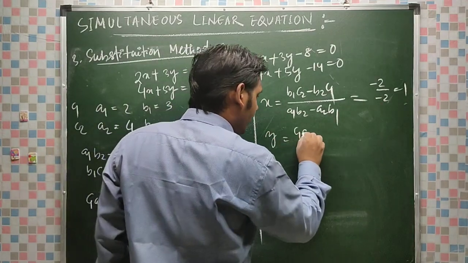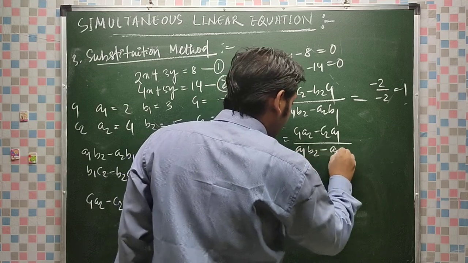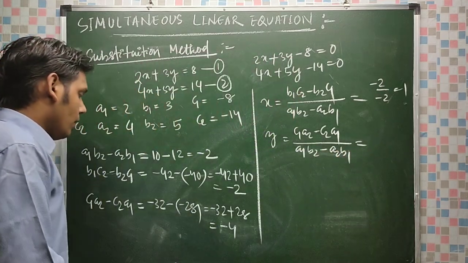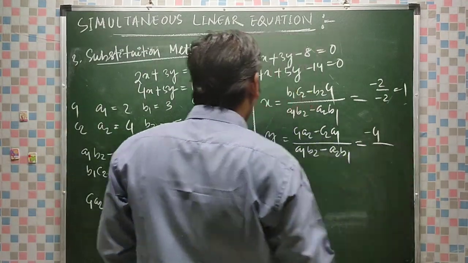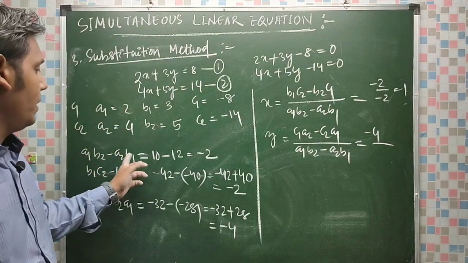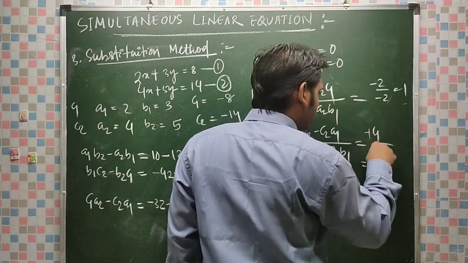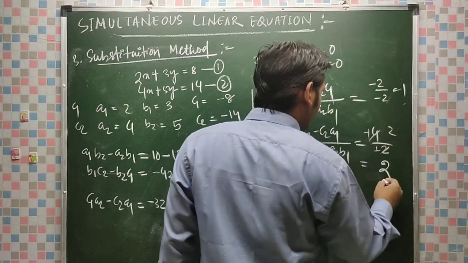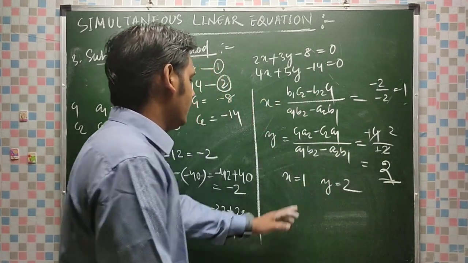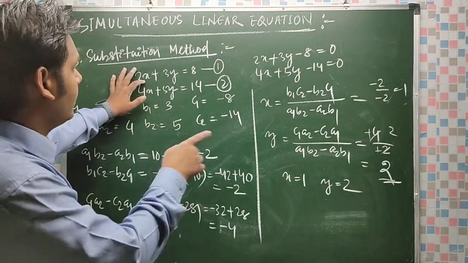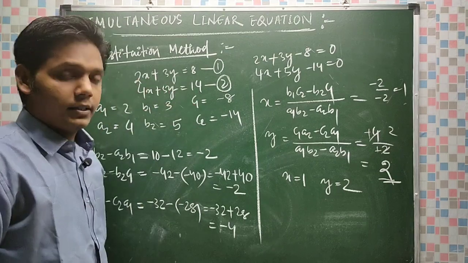And y is c1 a2 minus c2 a1 divided by a1 b2 minus a2 b1. c1 a2 minus c2 a1 is minus 4 and a1 b2 minus a2 b1 is minus 2. The minus signs cancel, so 4 by 2, and the answer is 2. So the value of x is 1 and y is 2. We can check this in the equation also: 2 into 1 is 2 and 3 into 2 is 6, 2 plus 6 is 8. 4 into 1 is 4, 5 into 2 is 10, so 4 plus 10 is 14.